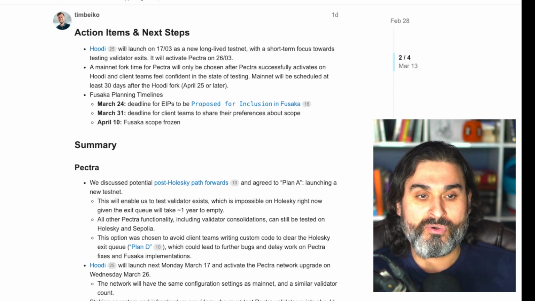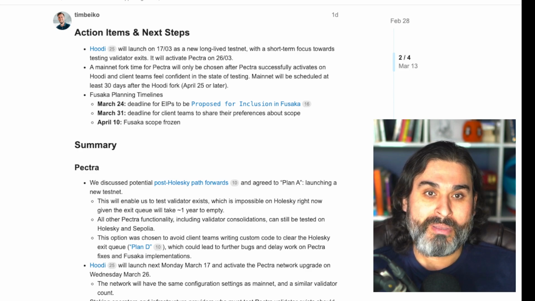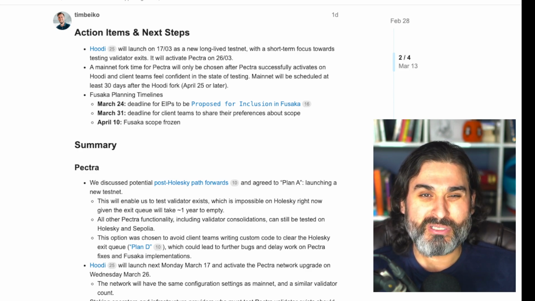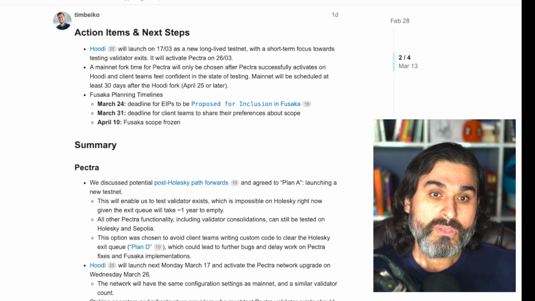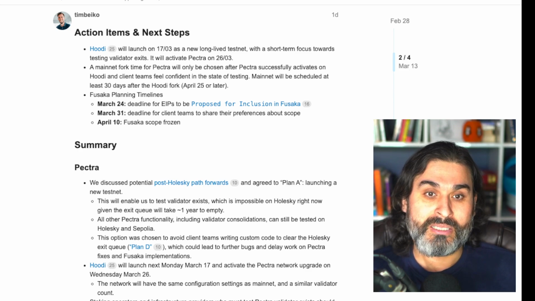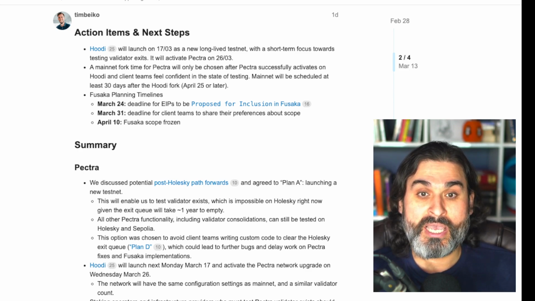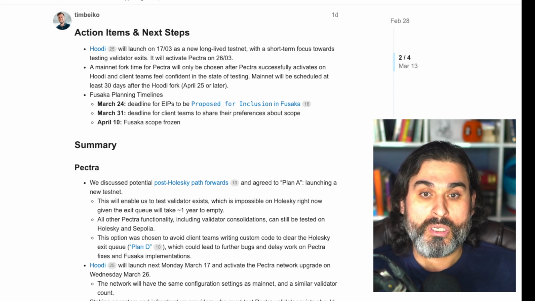So it looks like we'll be going for beginning of May, or maybe middle of May for the Pectra update on mainnet. So that's about 6 weeks later than what our initial ideas and expectations were. Other things about Fusaka: March 24th is the deadline for EIPs to be proposed for inclusion. And then March 31st, deadline for client teams to share preferences about scope. And then on April 10th, the Fusaka scope will be frozen, and the community is still looking forward to having Fusaka by the end of 2025.